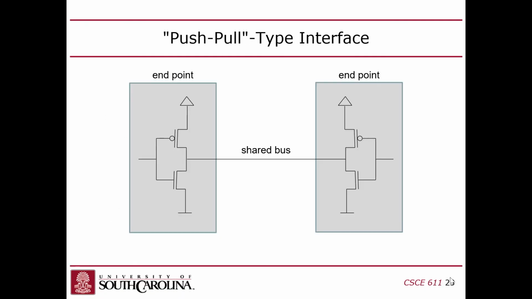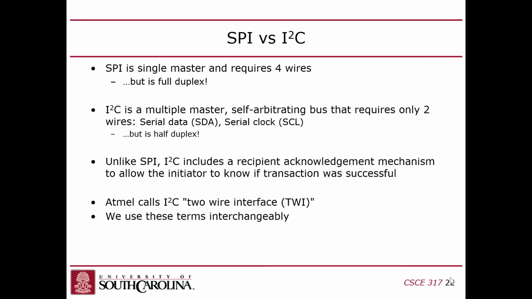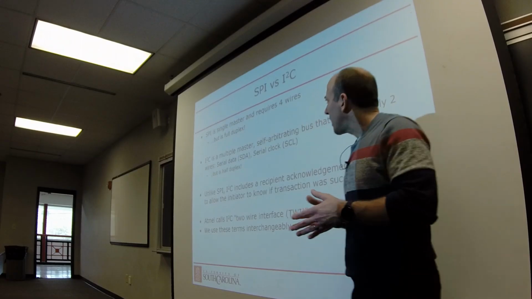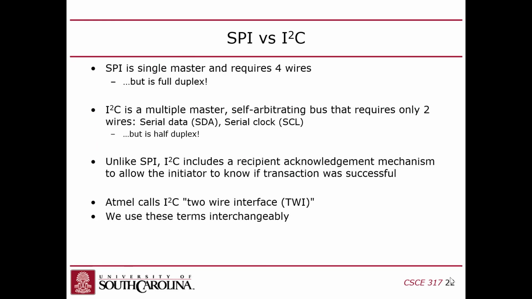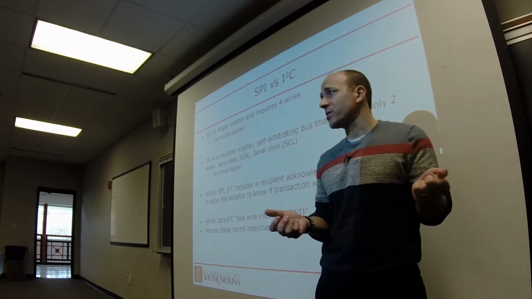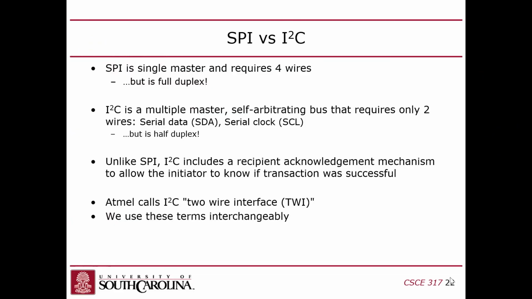Okay, so I2C. I2C is about as commonly used as SPI in embedded systems. They both persist because each has advantages and disadvantages over the other. SPI is single master, which means that only one device can initiate transactions on the bus. Even if you have a multiple slave setup, you still have just the one master, so you can't have a slave initiate contact with another endpoint.